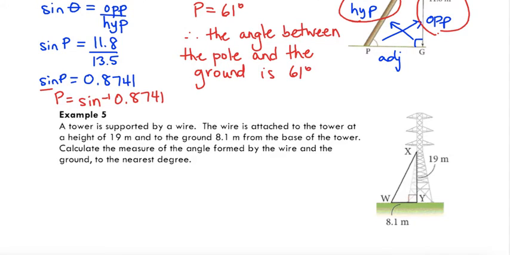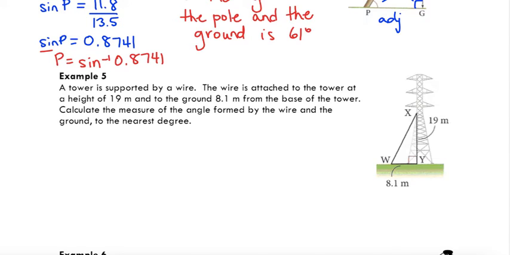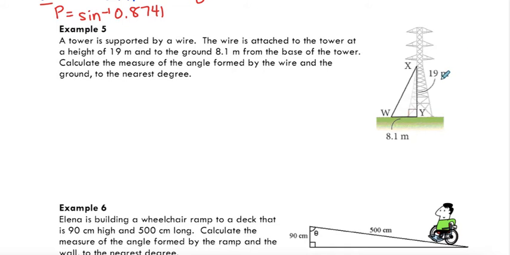Let's take a look at another example. Example number 5 says that a tower is supported by a wire. The wire is attached to the tower at a height of 19 meters and to the ground 8.1 meters from the base of the tower. We want to calculate the measure of the angle formed by the wire and the ground, so that would be angle W, to the nearest degree. So remember, nearest degree means the nearest whole number.